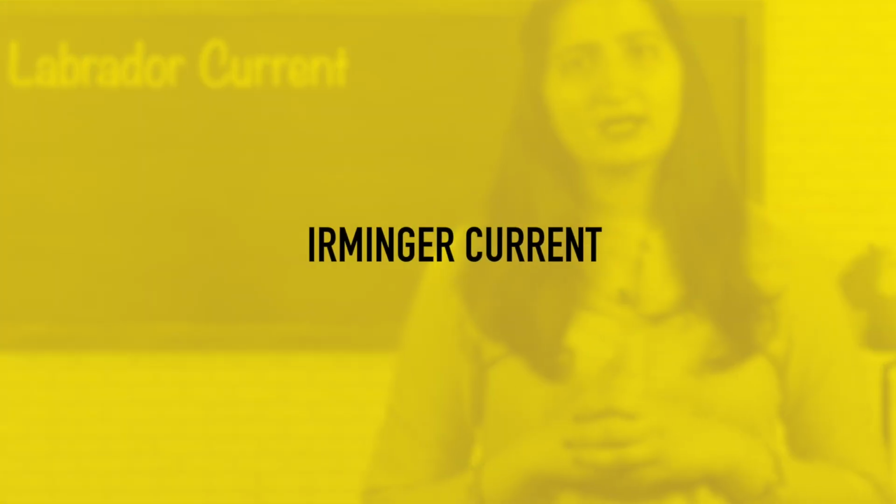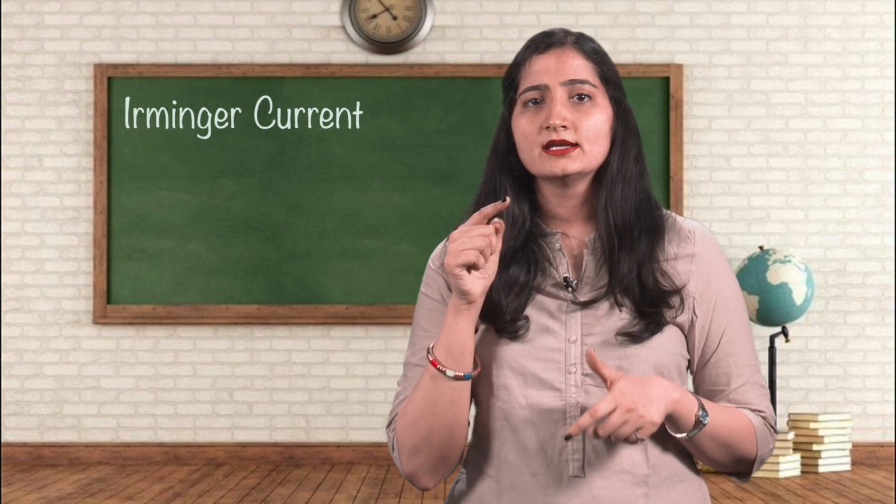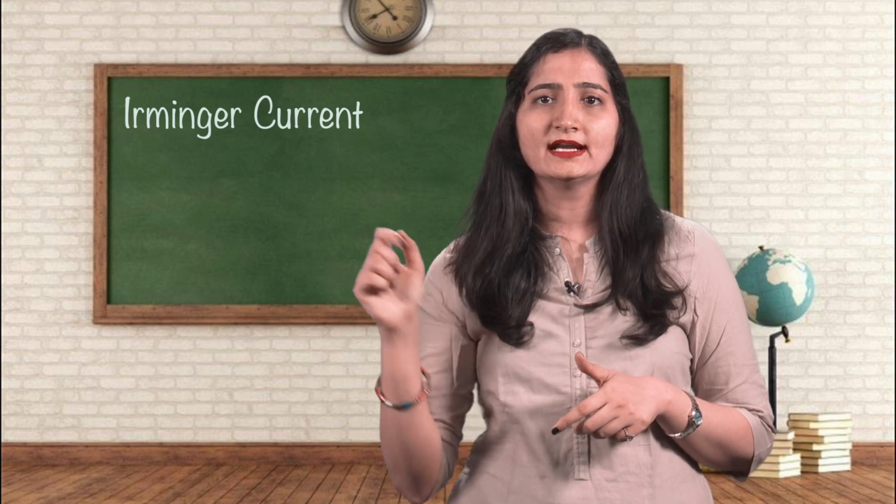Next, the Irminger current, which is again a cold current. It is also called the East Greenland current. It flows between Iceland and Greenland and cools to the north and joins the North Atlantic Drift at the point of convergence. The Sargasso Sea, which is warm.